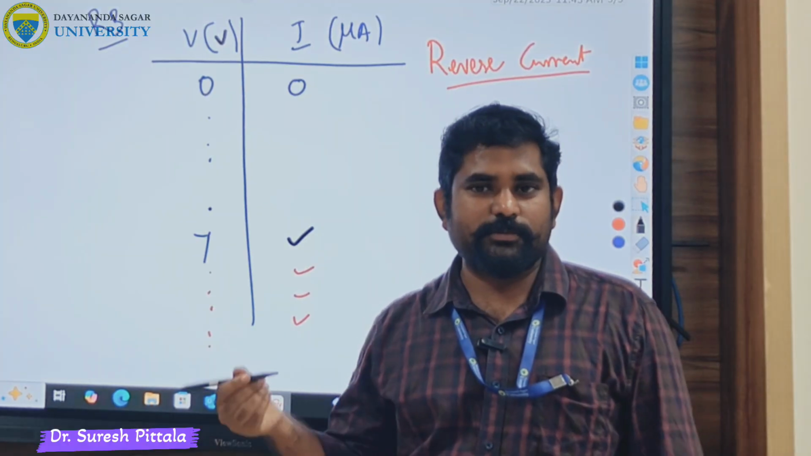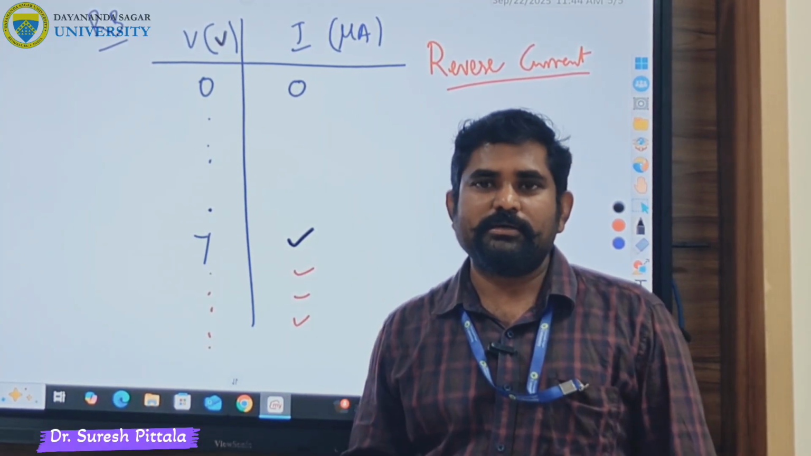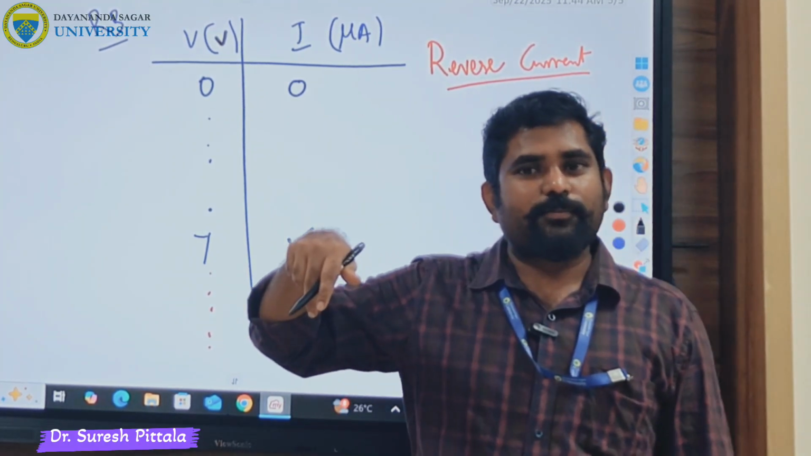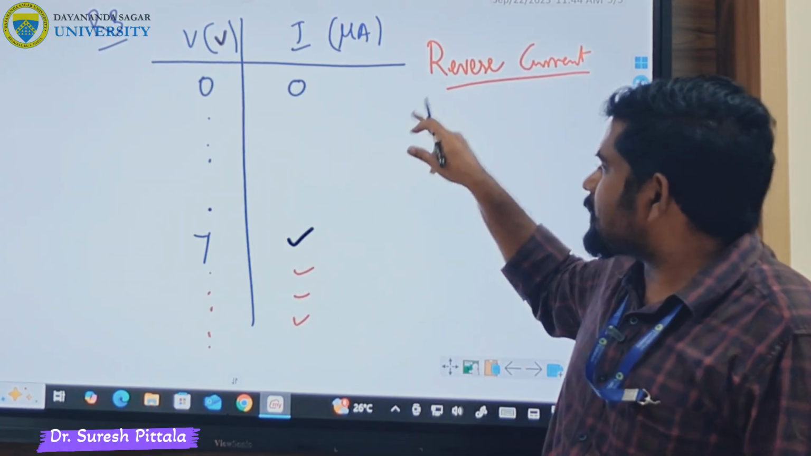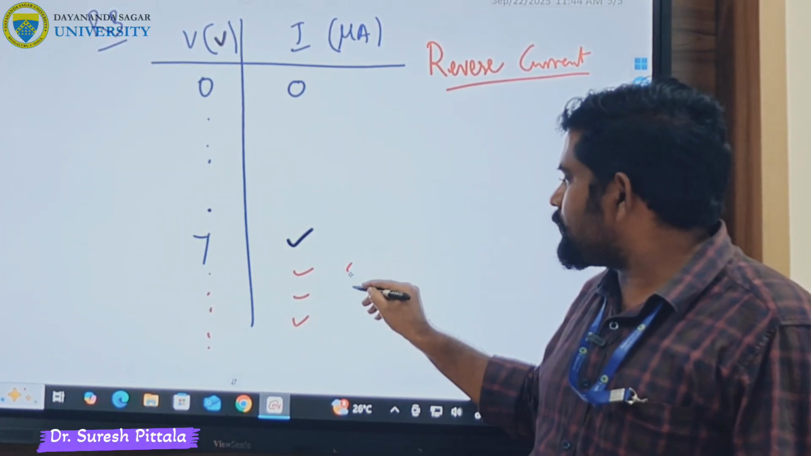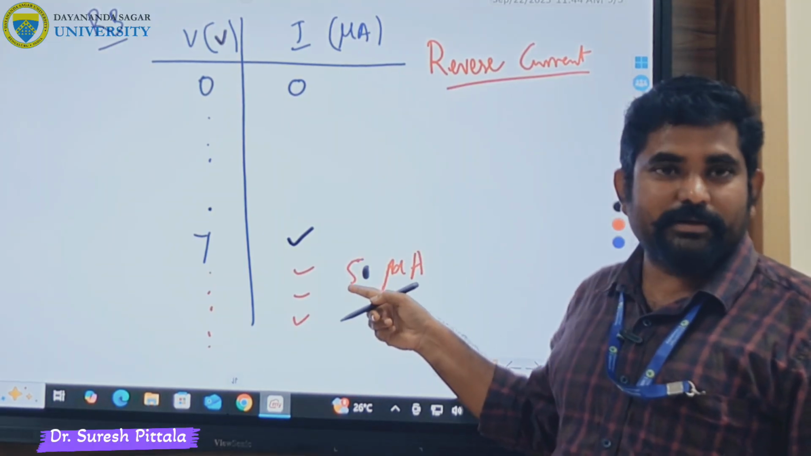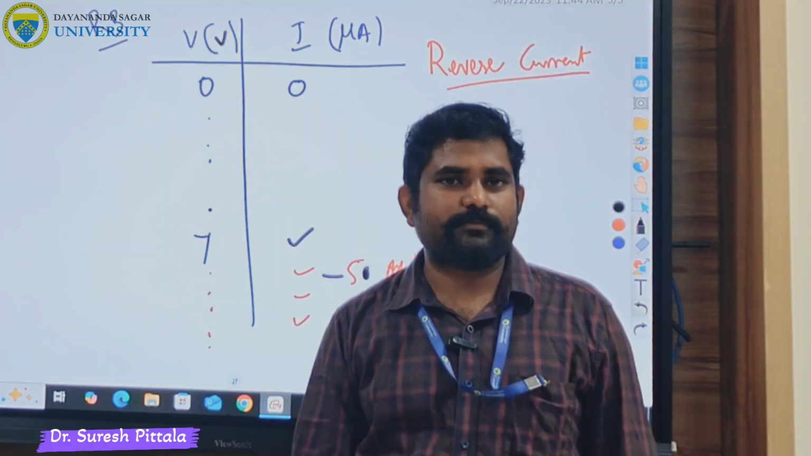Reverse. Positive means normal. When you change the terminals, you should see the negative values. So when I say it increases in negative, positively it is decreasing, no? So we call it reverse current increases. You will observe some value, 50 microampere or so. I say it is increasing. Reverse current is increasing. Basically, it is reducing in the other direction.